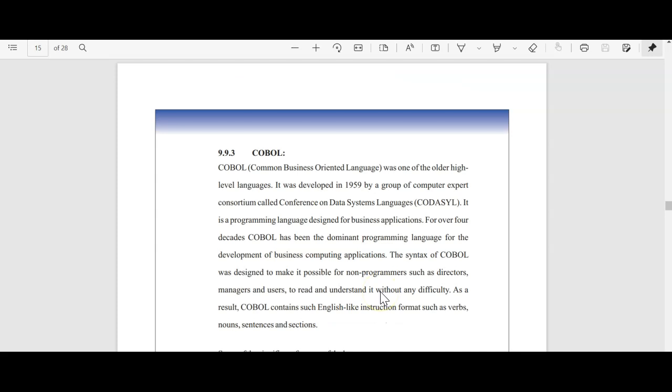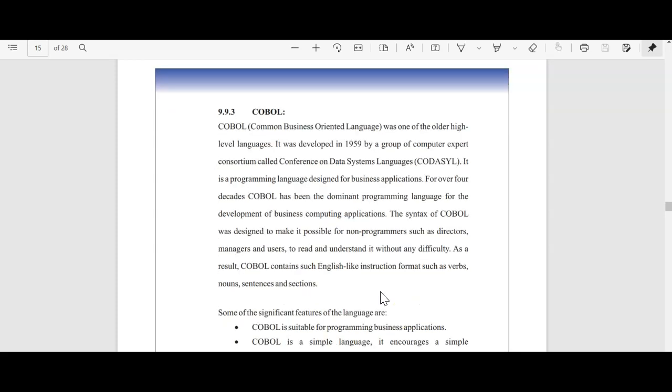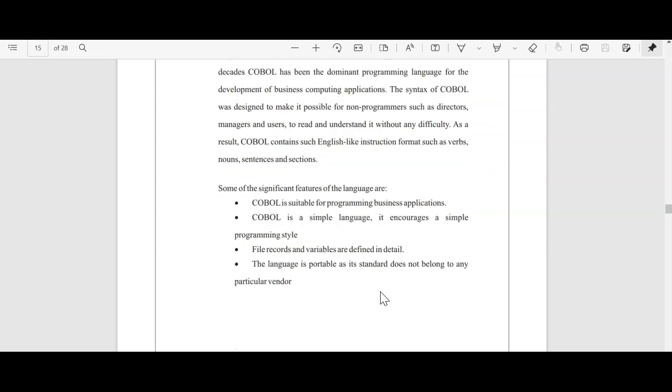The other popular language is COBOL, which stands for Common Business Oriented Language. It is one of the older high level languages, developed in 1959 by a group of computer experts, a consortium called the Conference on Data System Languages. What are the features of COBOL? As its name shows, it was meant for business applications, so it was focusing on business.